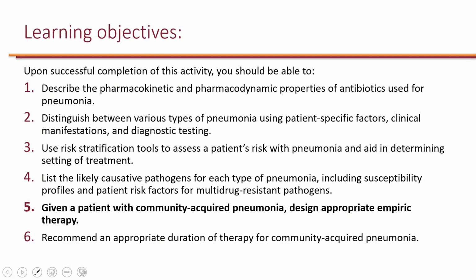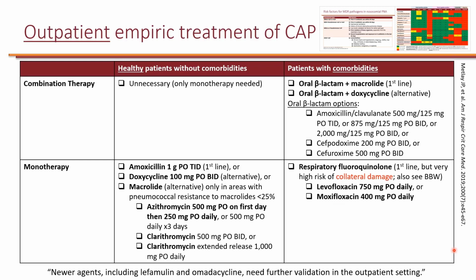We described the pharmacokinetic and pharmacodynamic properties of antibiotics used for pneumonia and distinguished between various types of pneumonia, used risk stratification tools, and listed the likely causative pathogens for each type of pneumonia. Now, given a patient with community-acquired pneumonia, let's design appropriate empiric therapy. Here are the recommendations from the 2019 ATS/IDSA guidelines for CAP.